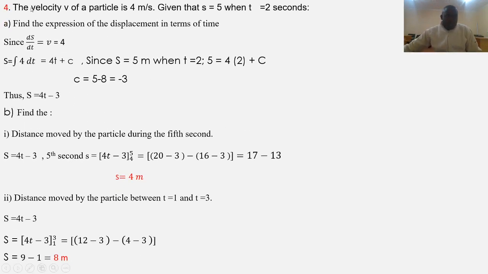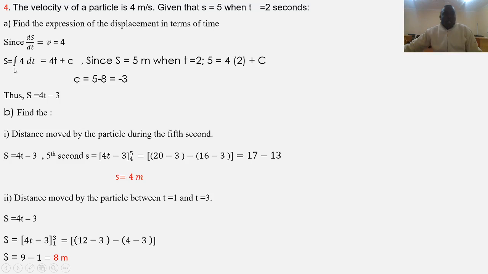Question number 4. The velocity v of a particle is 4 meters per second. Given that s equals 5 when t equals 2 seconds, find the expression of displacement in terms of time. So, I'm given the velocity, and we know v is equal to ds over dt, which is equal to velocity, which is equal to 4.